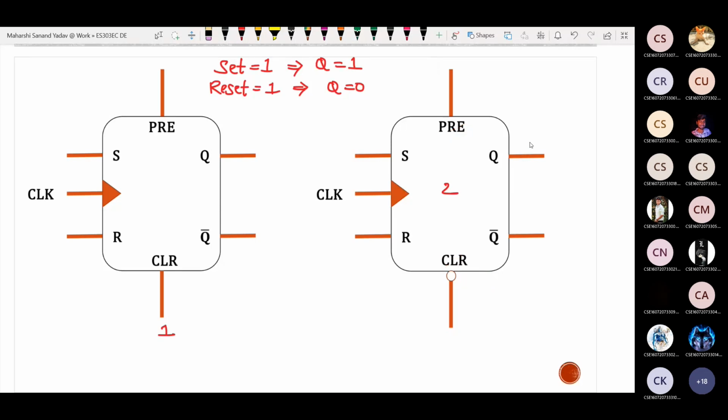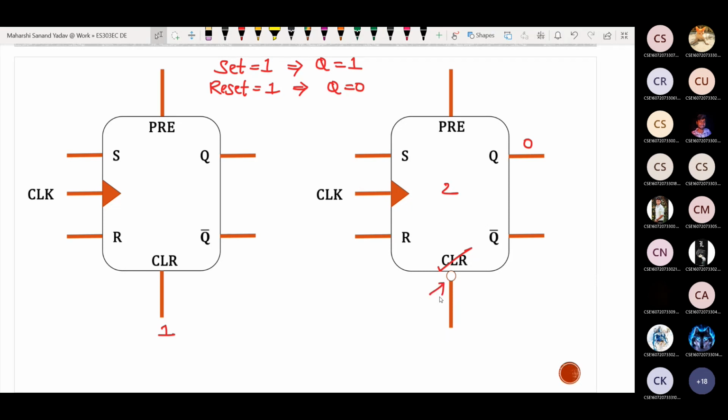Next. Now I want output as 0. What will you enable, preset or clear? Clear. If you want output as 0, you need to enable clear. How to enable clear? Will you apply 0 or 1? Clear 1, preset 0. Wrong.